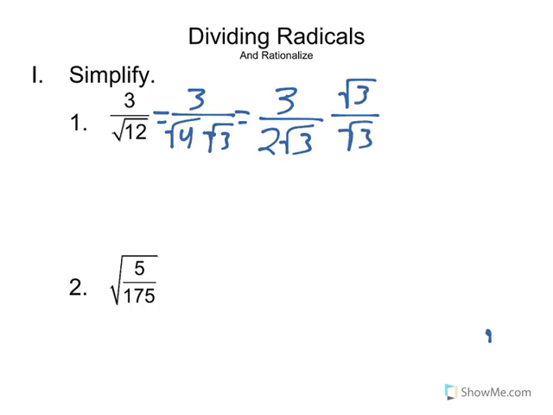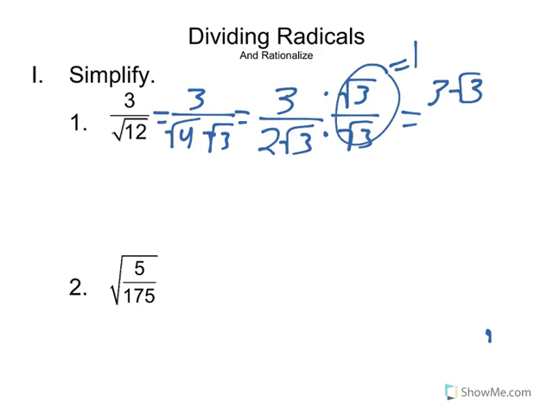Okay, because anything over itself is equal to 1. So that means I'm not changing my problem at all, but when I multiply across, it will get rid of this square root. So let's look at this. So I do 3 times the square root of 3. I just combine them next to each other.